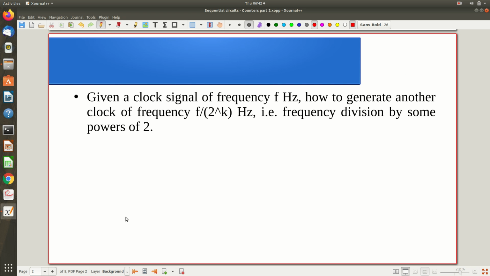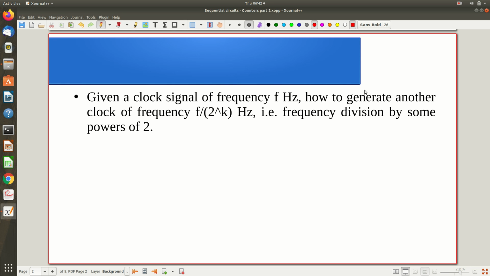This is something we saw in the last part of the video lecture. Given a clock signal of frequency f hertz, how do we generate another clock of frequency f by 2 power k hertz? That means you want to divide the input frequency by some power of 2, like f by 2, f by 4, f by 8. You don't want to divide by some other number. It's enough to divide the input frequency by some power of 2. So is frequency division by powers of 2 possible? That is what we saw.